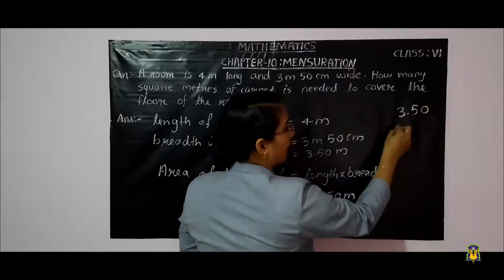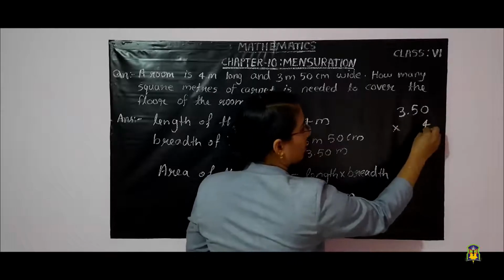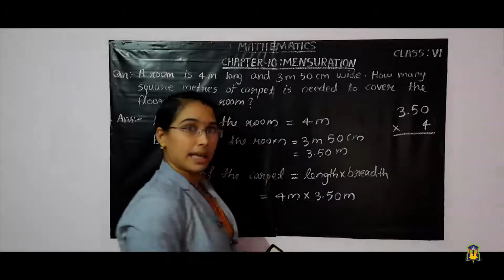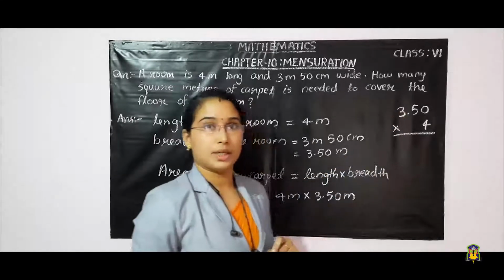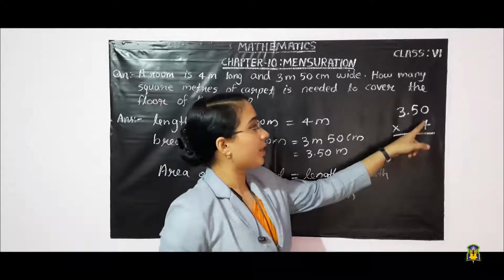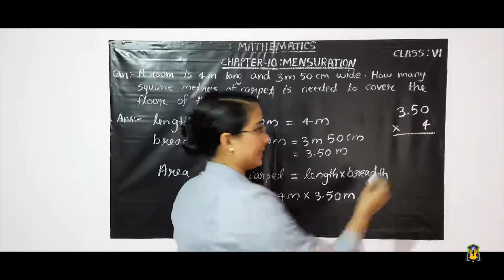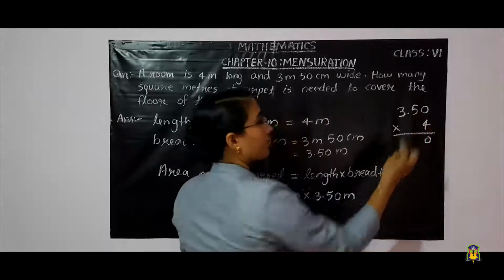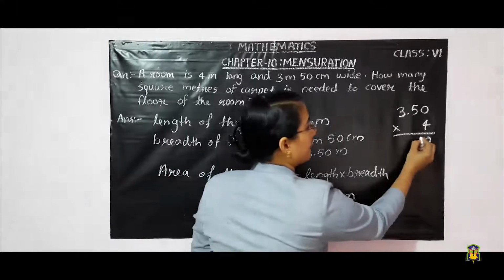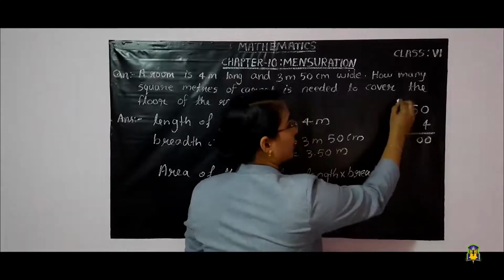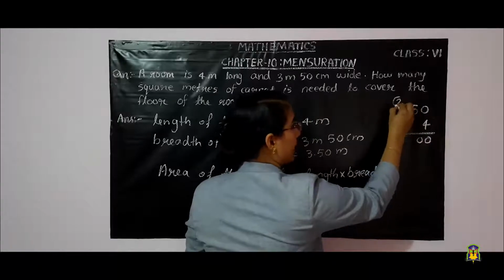3.50 into 4. Okay. Then decimal calculation. We already studied how to multiply a decimal number by a one-digit number. So 4 into 0, that is 0. Then 4 into 5, 20. So we can write here 0 and put 2 as carryover.